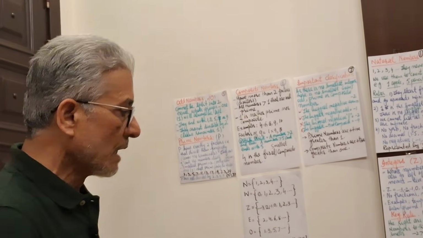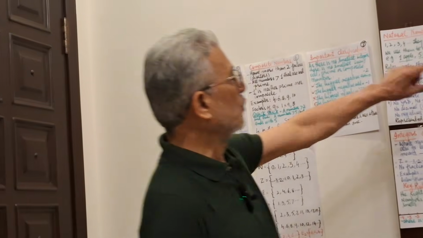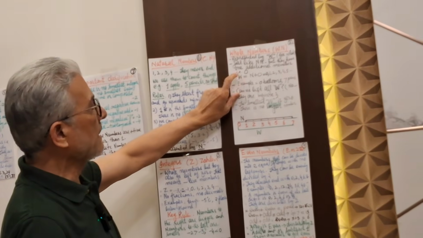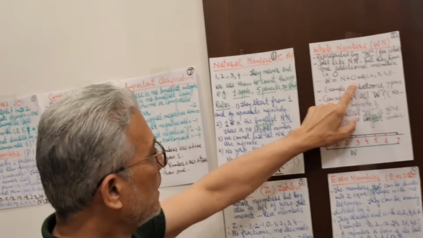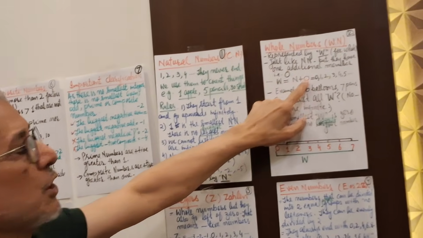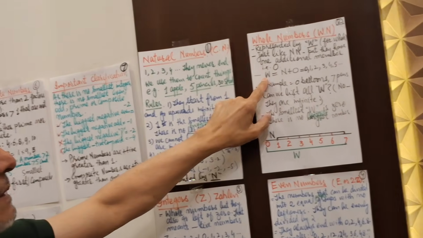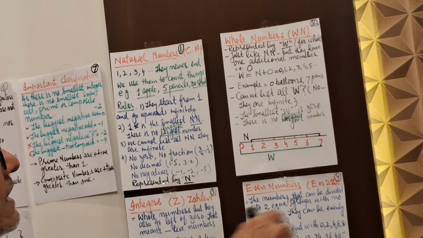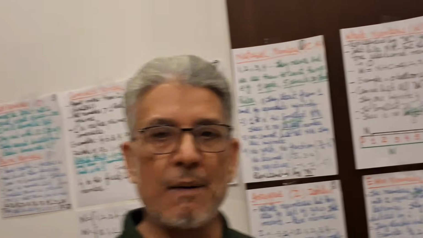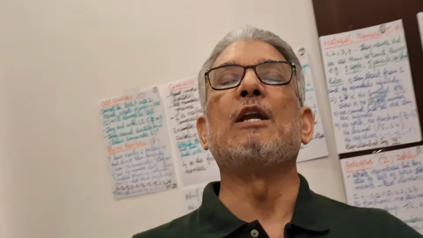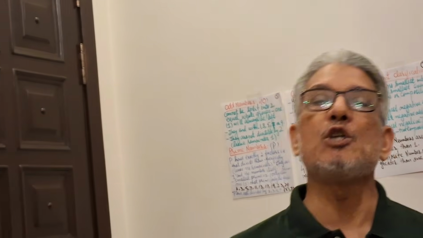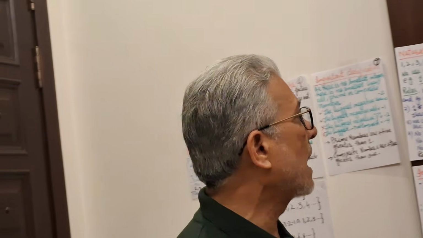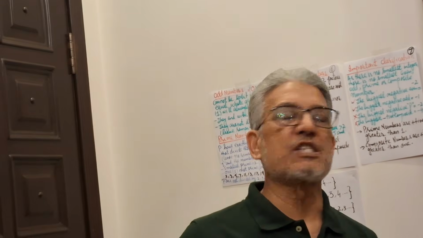You can say whole numbers W is equal to natural numbers plus 0. Natural numbers plus 0. That is whole numbers. 0, 1, 2, 3, 4, and they keep on going. For example, 0 balloons. If there is no balloon, you can say 0 balloons. Or any number, 7 pens.